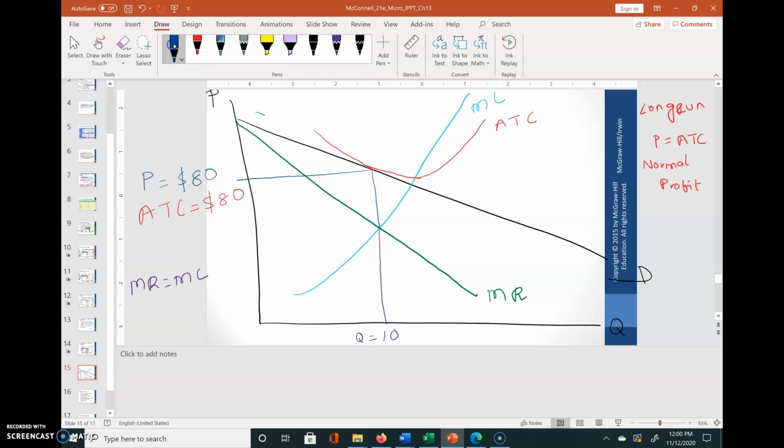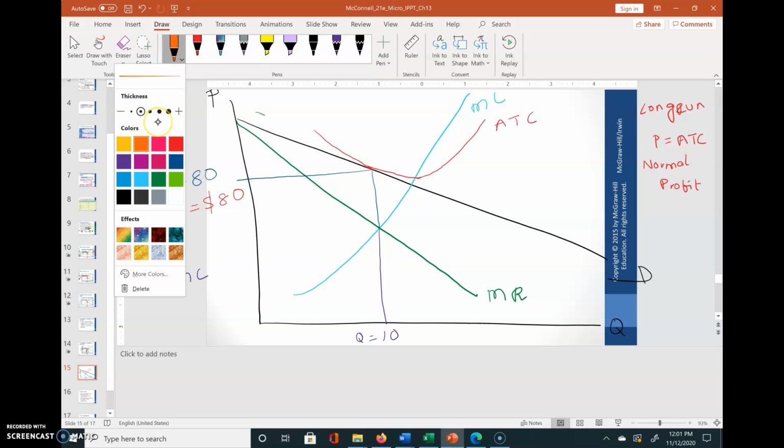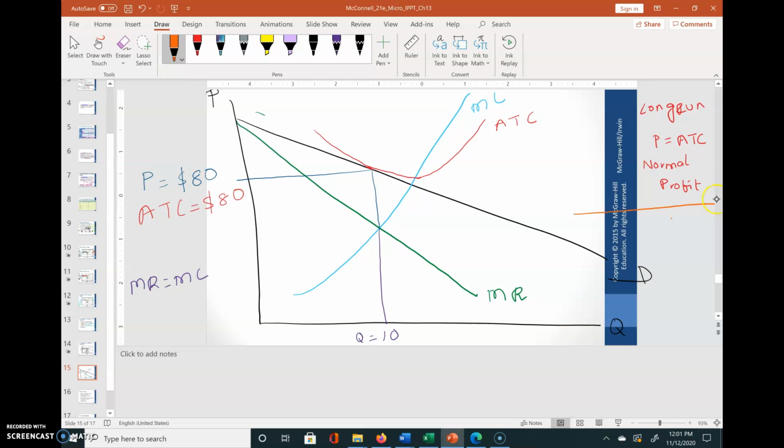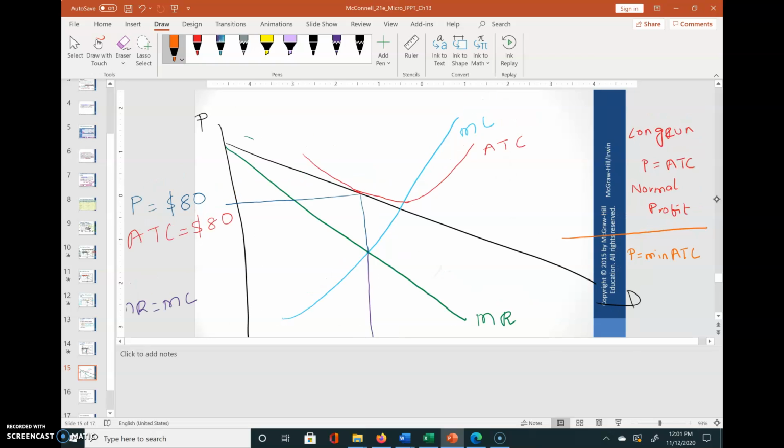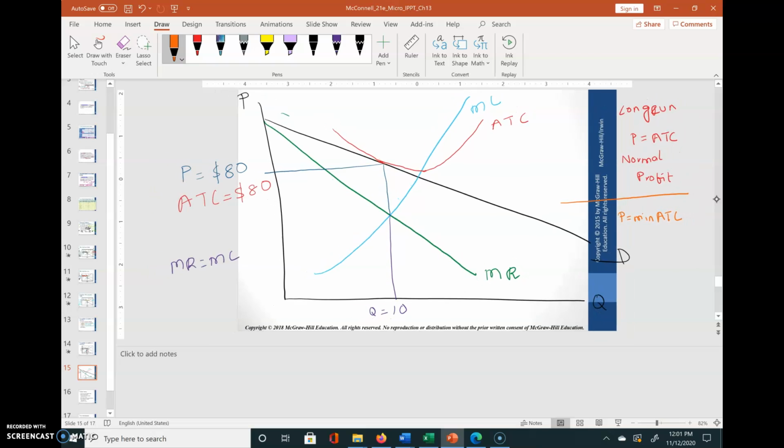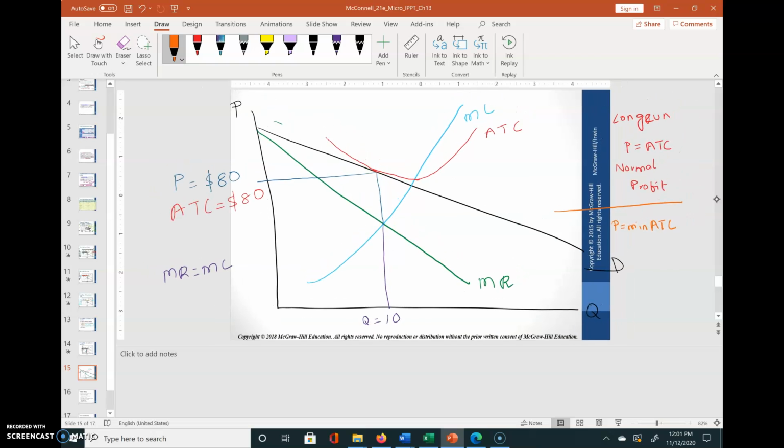Now let me show you something else here, something which we might not have expected. Now this is equal to average total cost, but this is not equal to minimum average total cost. So as I see here, the output is produced at the point where price is not equal to minimum average total cost. So from here I have my output is equal to 10 units.